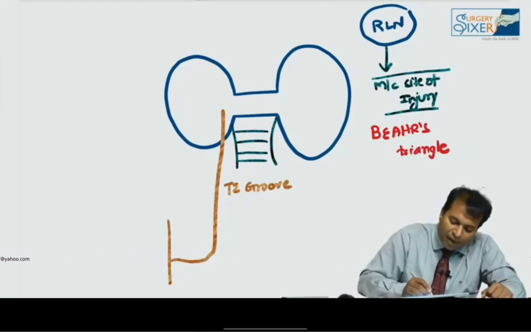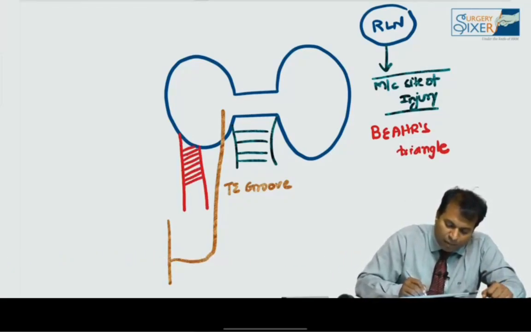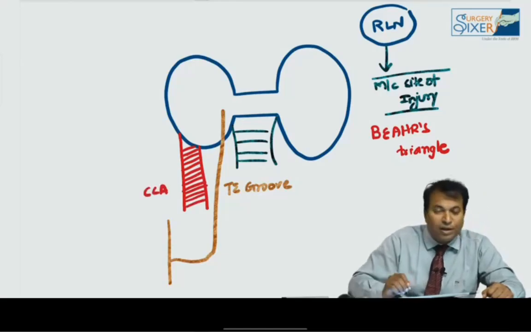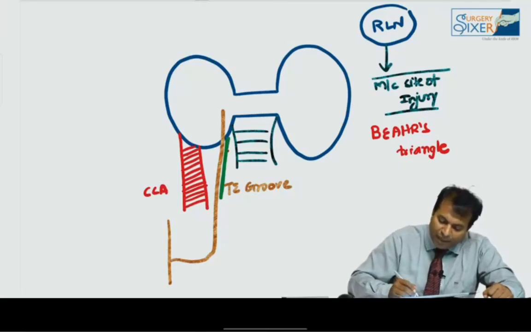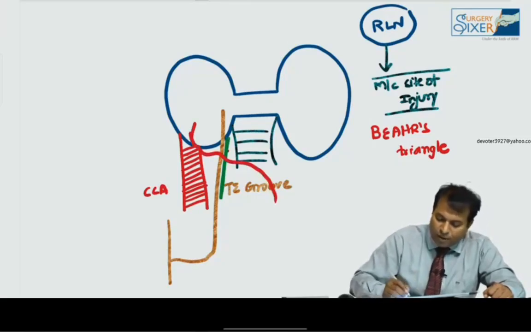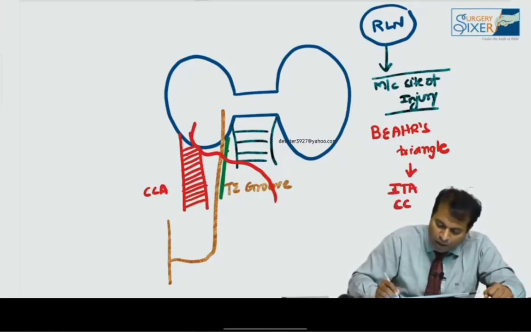Beer's triangle is bounded by the common carotid artery. Please remember, it is bounded by the common carotid artery, by the tracheoesophageal groove, and by the inferior thyroid artery. So these together form Beer's triangle: inferior thyroid artery, common carotid artery, tracheoesophageal groove.